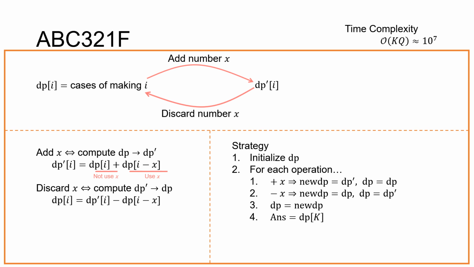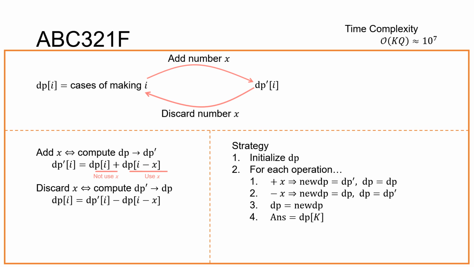In fact, we define dp as the state before adding x and dp prime as the state after adding x. And we can write transitions as the bottom left expression. But how about the discarding operation? Surprisingly, the answer is already on our hand.